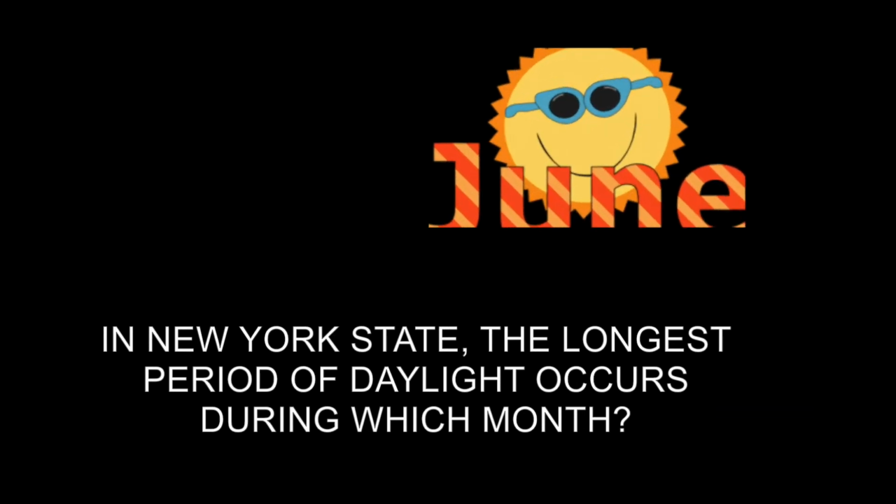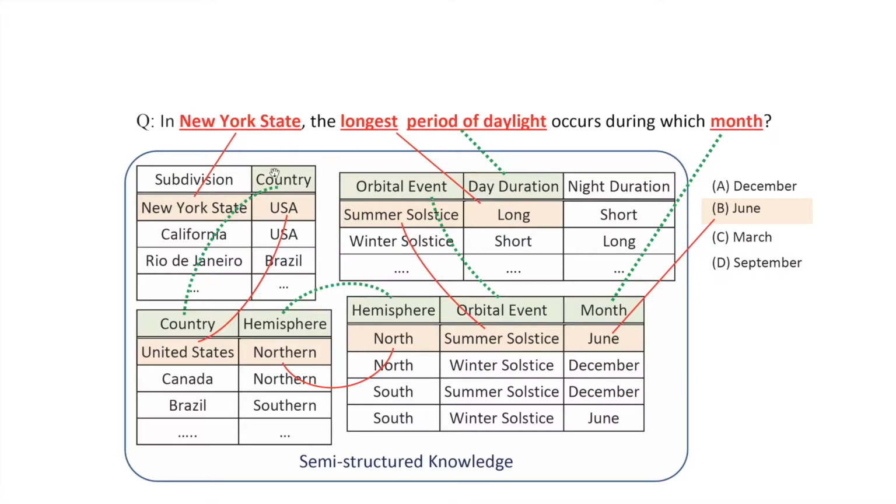The answer is June. Now let's see how the logical process follows. We know that New York State is in USA, and we know that USA and United States are the same thing. We know that USA is located in the northern hemisphere. Also, since we are looking for the longest day duration, we need summer solstice, which in northern hemisphere happens during June, which is our answer.